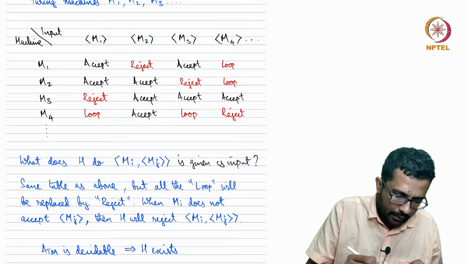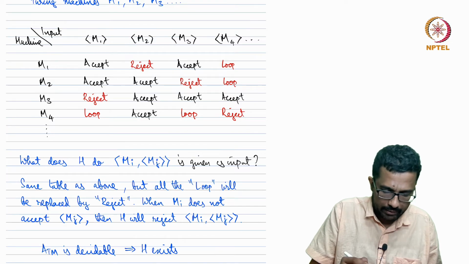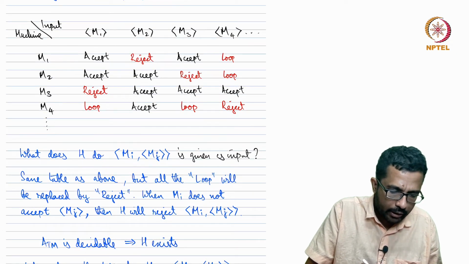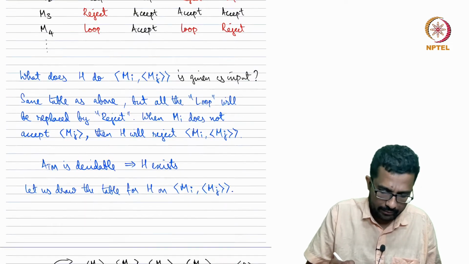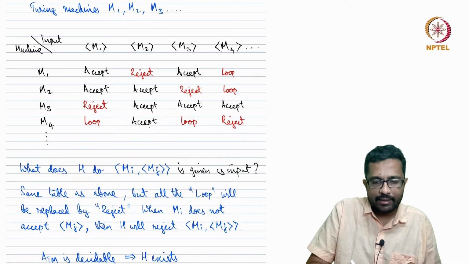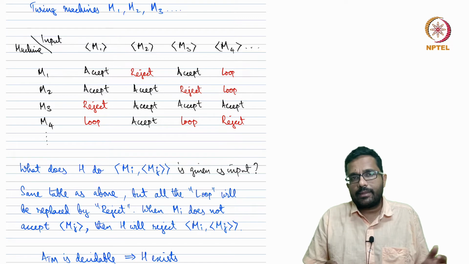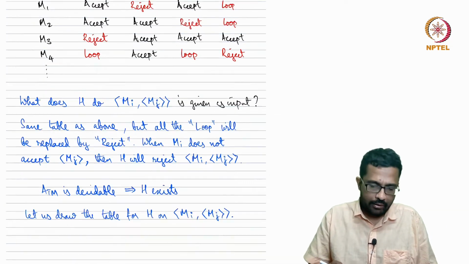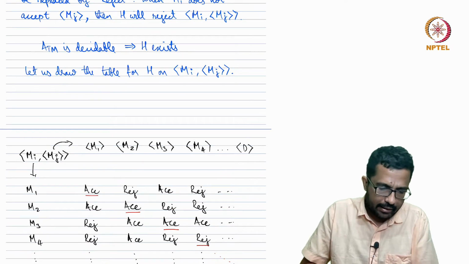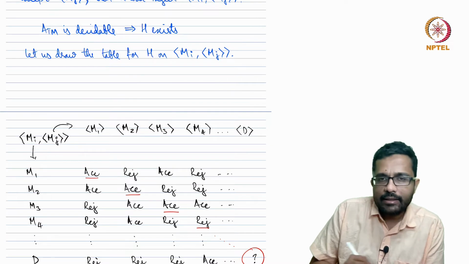What does H do when it is fed M1 and M1? It will accept. What does H do when it is fed M1 and M2's description? It will reject. What does H do when it is fed M1 and M4's description? Here it is loop, but that means it's not accepting. M1 does not accept the description of M4, so H will reject. So this table here is what H does when it is fed Mi and the description of Mj.